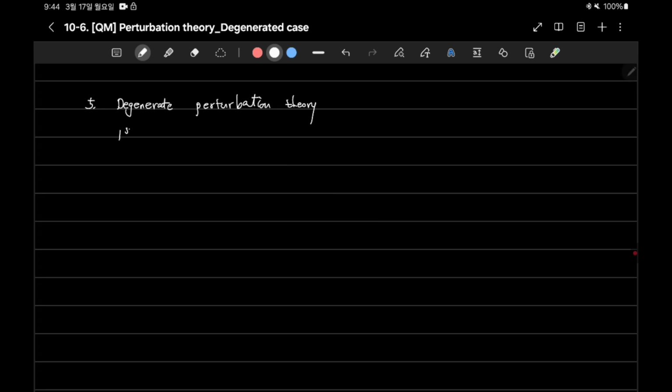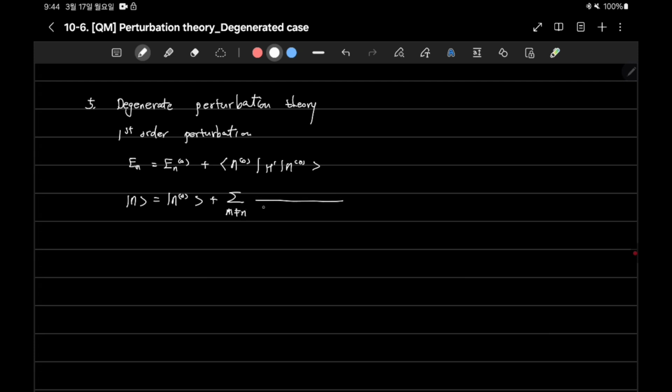For example, in the first order perturbation case, the energy eigenvalue can be written down as the zeroth order plus the first order energy correction, which is the expectation value of the perturbed Hamiltonian in the state n0. And the perturbed state is the summation over m, but different from n. Here the numerator is m0, H prime, n0.